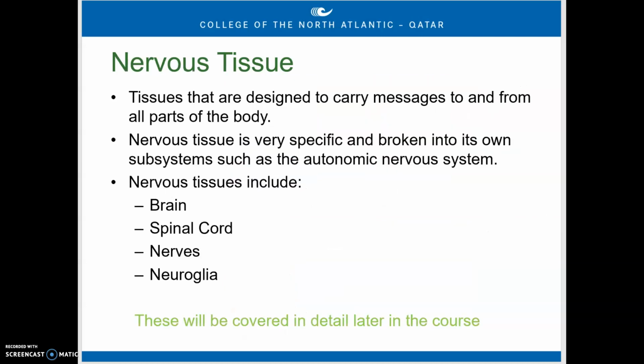Now, the last tissue that we'll talk about is the nervous tissue, and we're going to do a whole unit on this. So just know that the nervous tissue is specialized tissue, specialized cells that carry messages to and from all parts of the body. Okay, we organize and break down the nervous system into several different subsystems, depending on its function, and like I said, we'll get back to it later on.